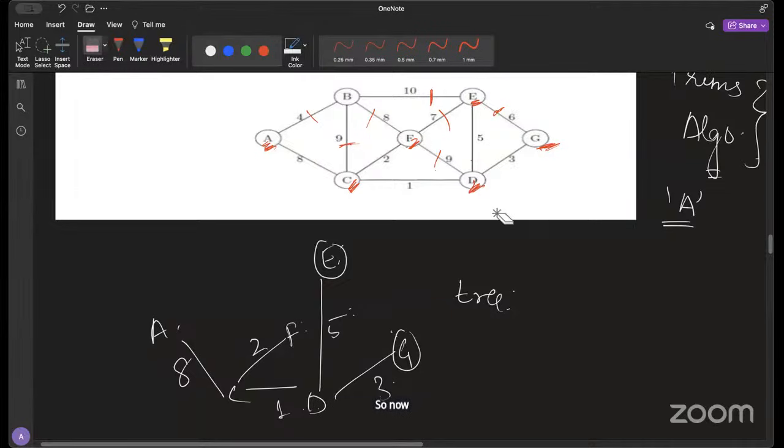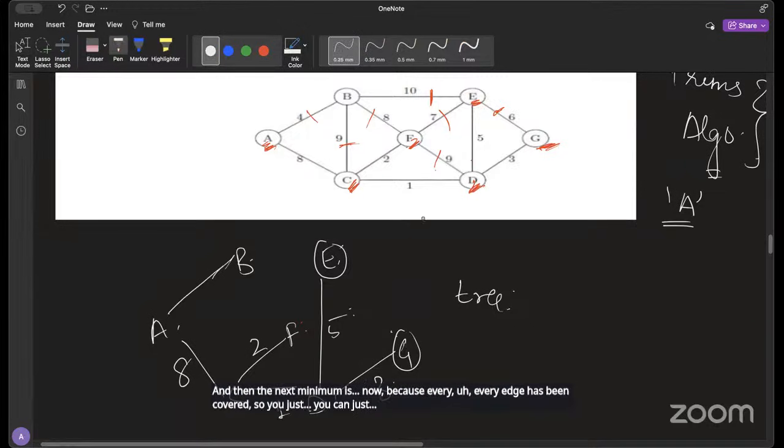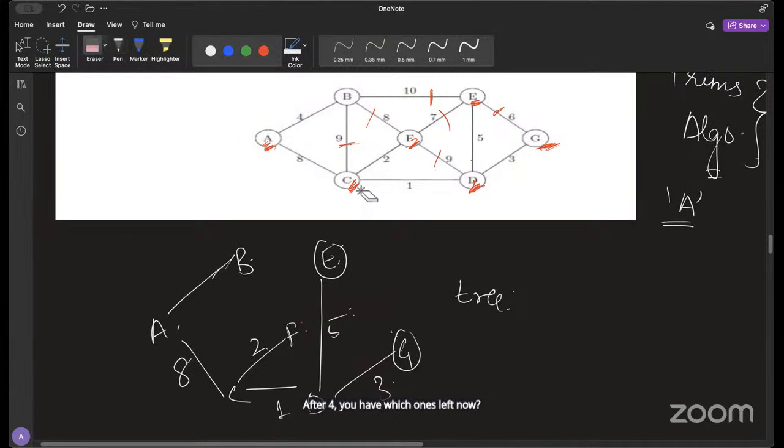So now you have to choose the minimum out of these. And the minimum is now 4. So you'll have to draw this edge then. And then the next minimum is now, because every edge has been covered, you can just take the edges with minimum weights now. After 4, you have which ones left now? Finished. Are we done with all vertices? Yeah, because no vertices are left, you know that your tree has been completed. A spanning tree has been completed.